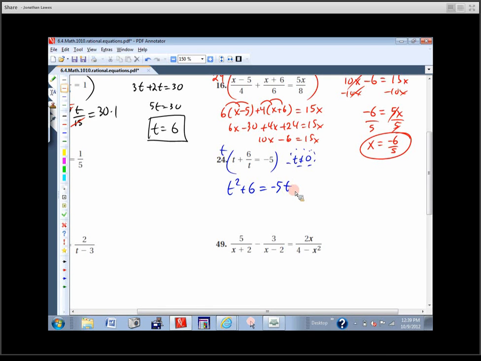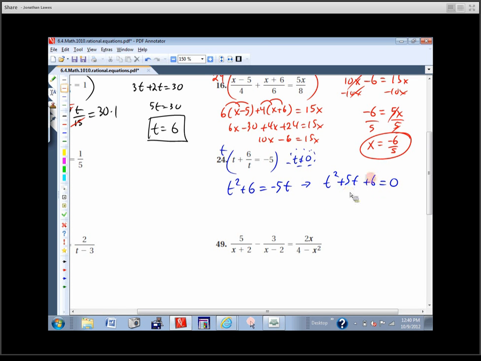Now, this is a good review, and this is why you have several problems that are review. In fact, you have problems like this in the review section on the assignment. So, this is technically called a quadratic. We'll study more about this, but we've got a polynomial. If we've got something like this, there's no negative 5t property of multiplication. There's a 0 property of multiplication. This is the type where we always set it equal to 0. So I'm going to move the 5t to the other side, and this is what I get. t squared plus 5t plus 6 equals 0.